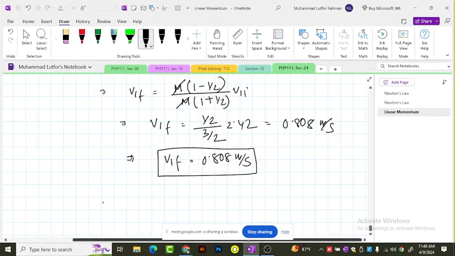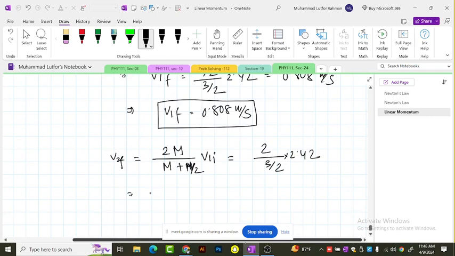Alright, so this is the velocity for V1F. Now what is the V2F? V2F would be the same, it should be 2m1, which means bigger mass, divided by m plus bigger mass by 2, which is the smaller m, into V1I. You can write it down, it should be 2 divided by 3 by 2 into 2.42 is the multiplication. Then you will find out this V2F is 3.23 meter per second. That's also positive.